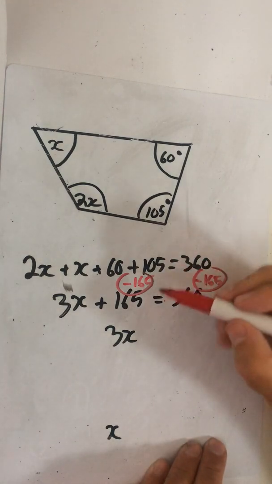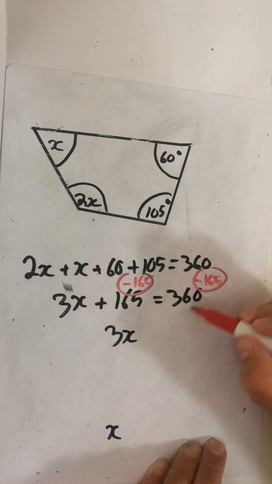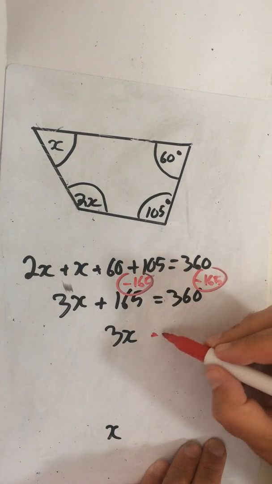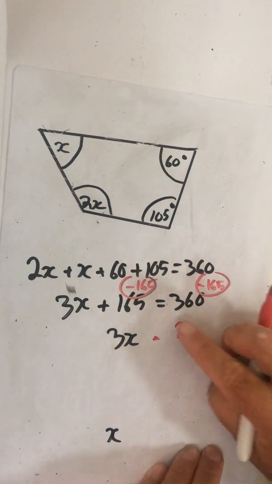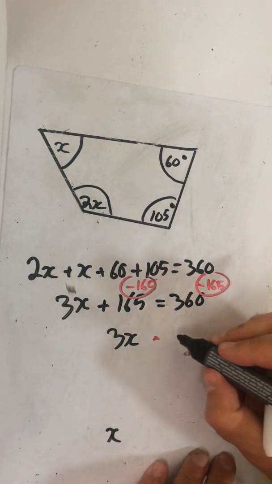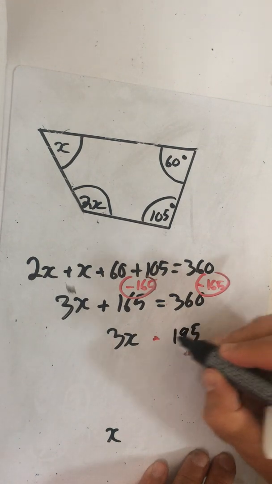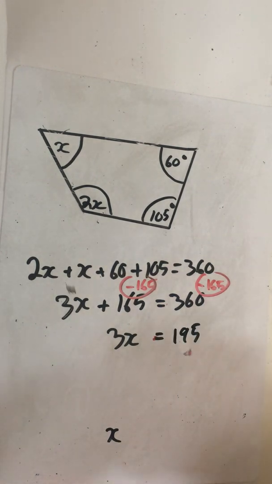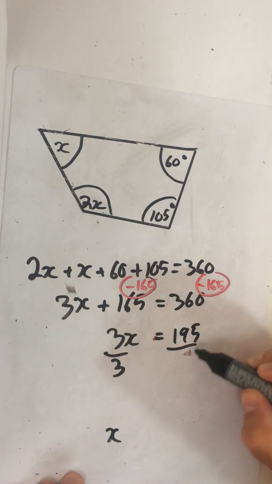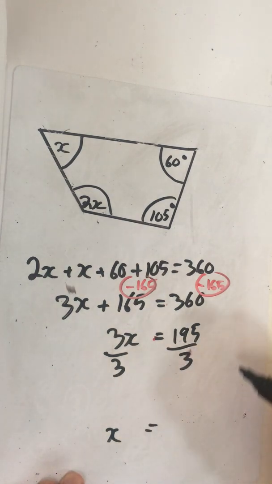Hang on. So this take away that. 360 minus 165 will give me 195. It'll go in exactly, good. Now from here, I have to divide this by 3 to be left with x, so I divide this by 3 as well to find that.